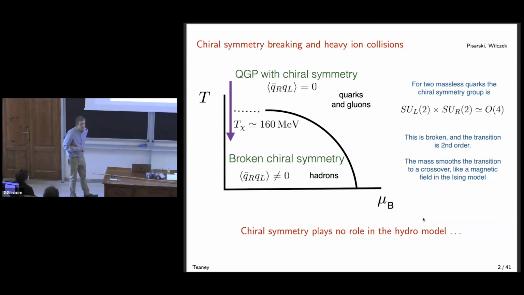So let's first talk about chiral symmetry and heavy ion collisions. In the limit of two massless flavors, there's a restored phase where chiral symmetry is restored, and then there's a broken phase where chiral symmetry is broken. The order parameter is this SU(2) left cross SU(2) right symmetry, chiral symmetry, which gets broken. In the limit of massless quarks, this would be a second order phase transition, right? But if you have a mass, then it's not exactly a second order phase transition, but a crossover.